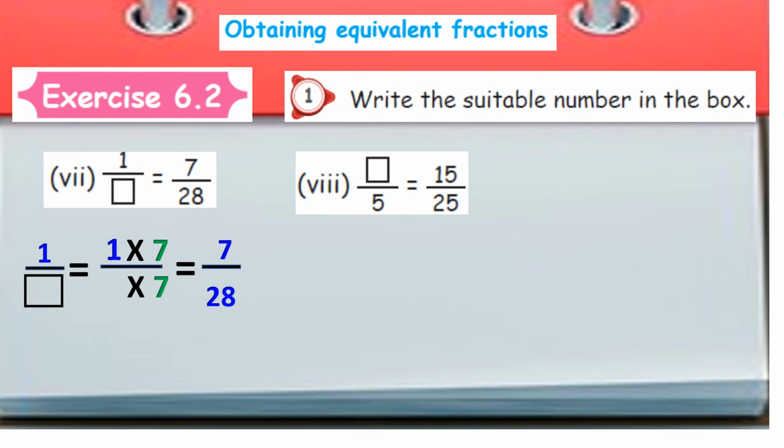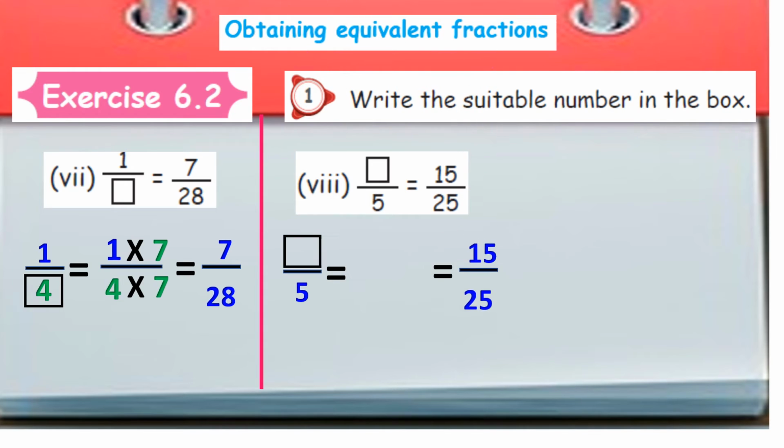7 ones are 7, 7 twos are 14, 7 threes are 21, and 7 fours are 28. So if I multiply with 4, I will get 28 on this side. So in that question, that is this side, I have to fill with 4. Like this we have to do. So last sum, 8. Write down the question.